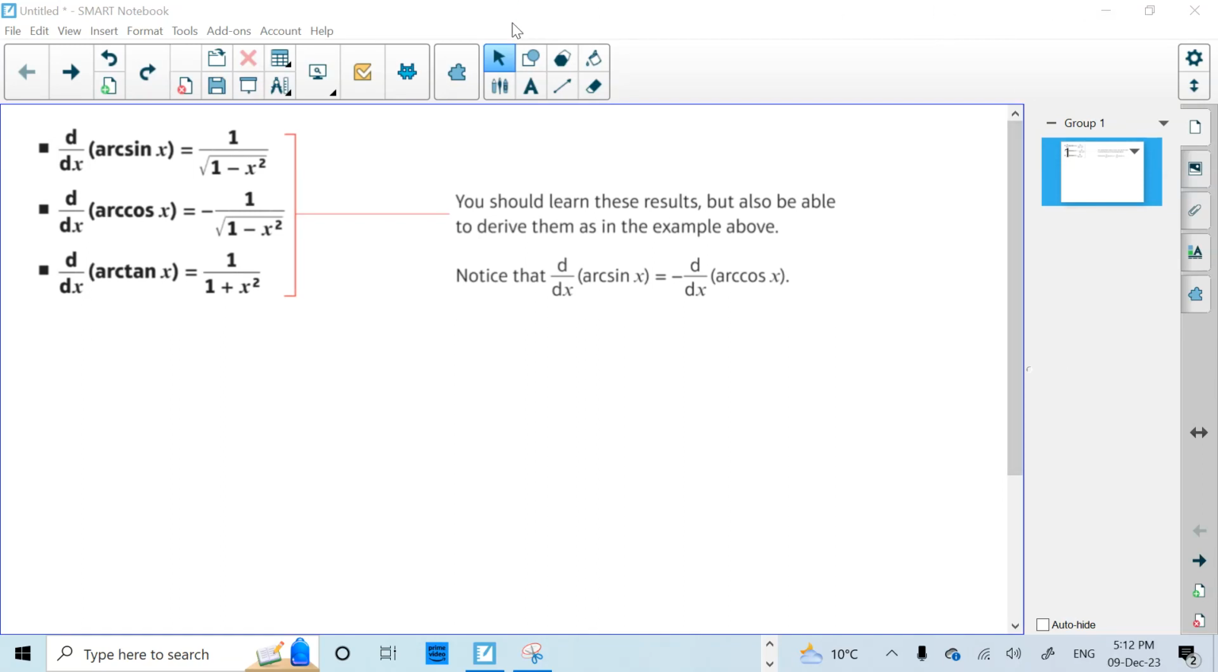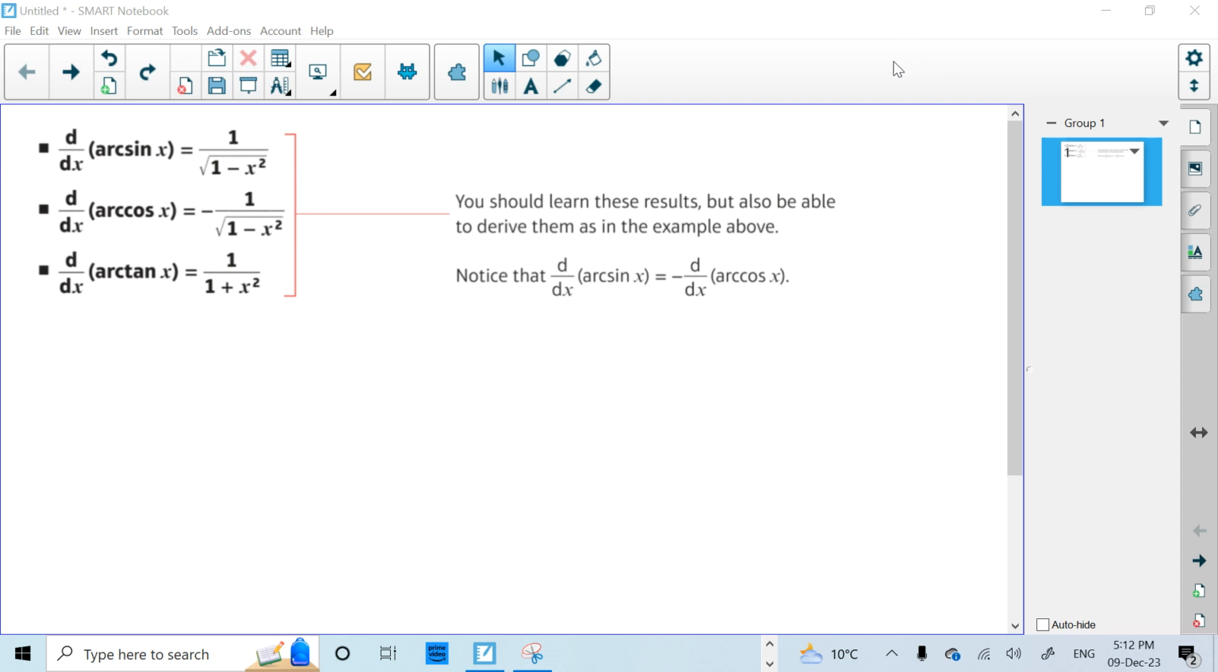Hello, and we're going to differentiate inverse trigonometric functions. We have d/dx of arcsin x, which is a standard differential result, and it is equal to 1 over the root of 1 minus x squared. d/dx of arccos x is minus 1 over the root of 1 minus x squared. And finally, the differential of arctan x is equal to 1 over 1 plus x squared.